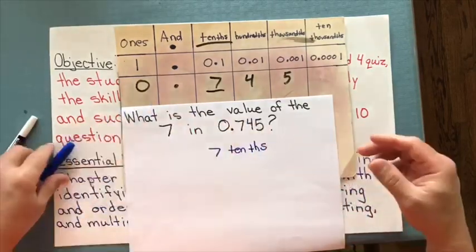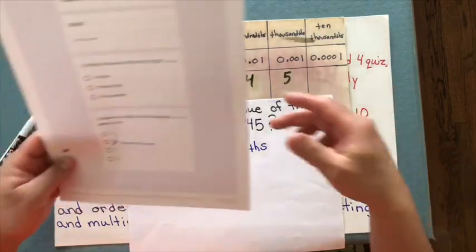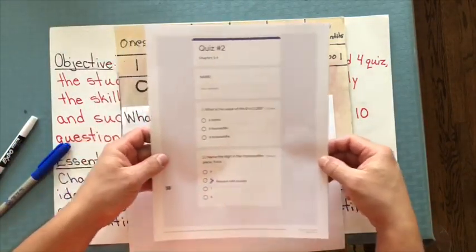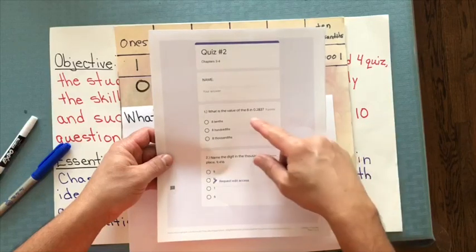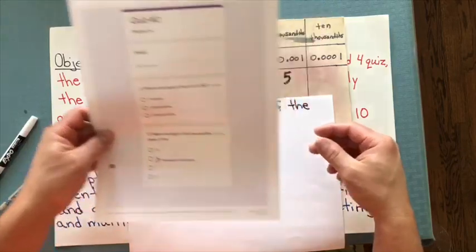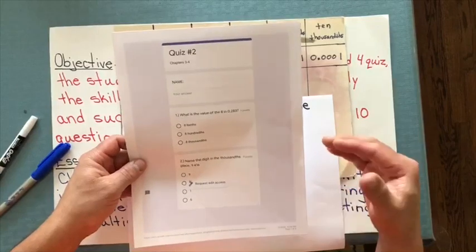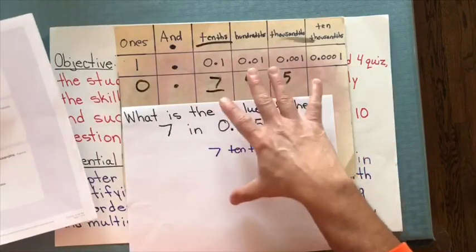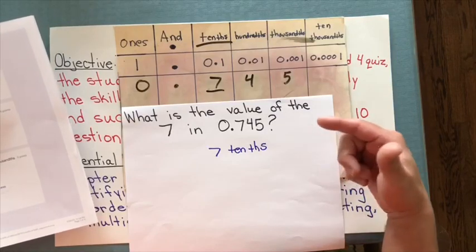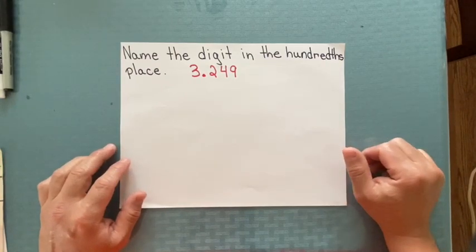So what I would like for you to do is to look at number 1 on your quiz. Quiz 2, number 1. The question there states, what is the value of the 8 in 283 thousandths? So what I would like for you to do is to pause this video, answer question number 1 based off what I've just modeled for you here, and then once you're ready to move on to number 2, you can hit play.